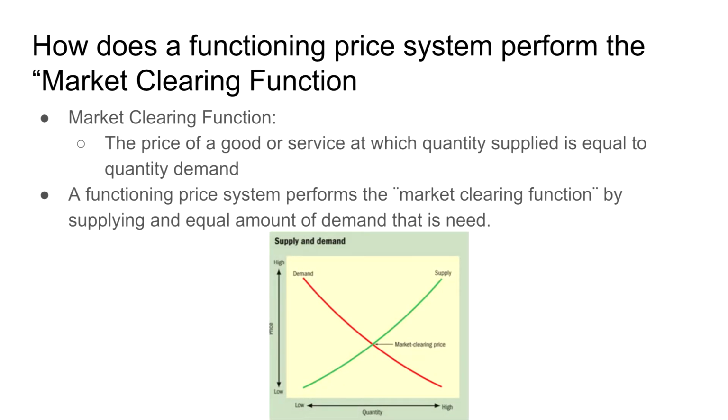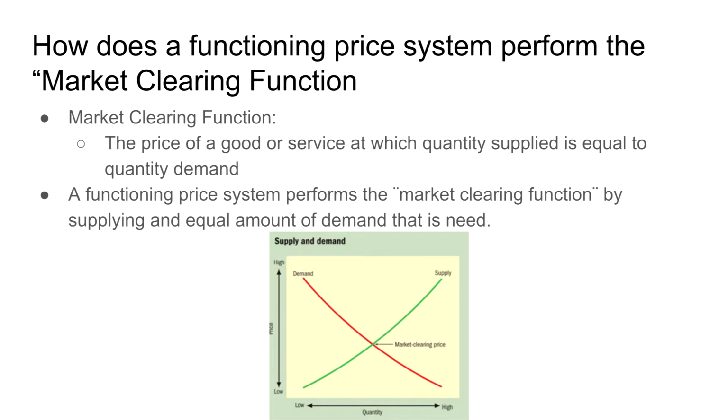How does a functioning price system perform the market clearing function? A market clearing price is the price of a good or service at which quantity supplied is equal to the quantity demanded, also called the equilibrium price. The theory claims the market tends to move towards this price.